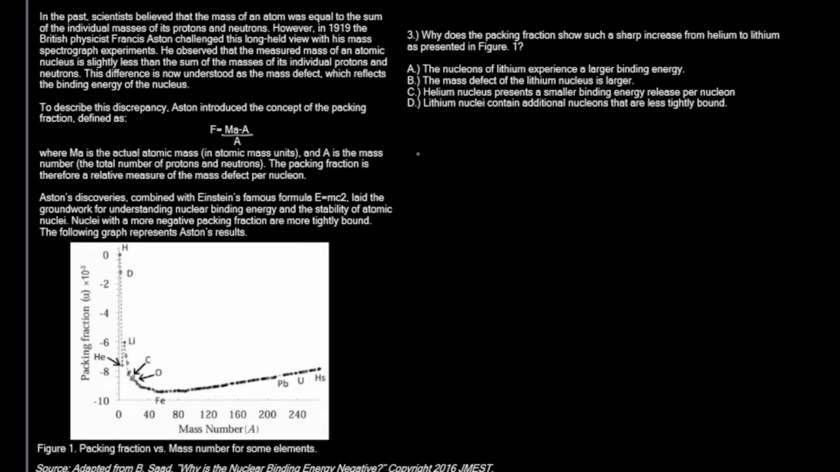Question number 3. Why does the packing fraction show such a sharp increase from helium to lithium as presented in figure 1? Question number 4. If a newly discovered isotope has a packing fraction close to zero, what can be inferred about its nuclear stability?